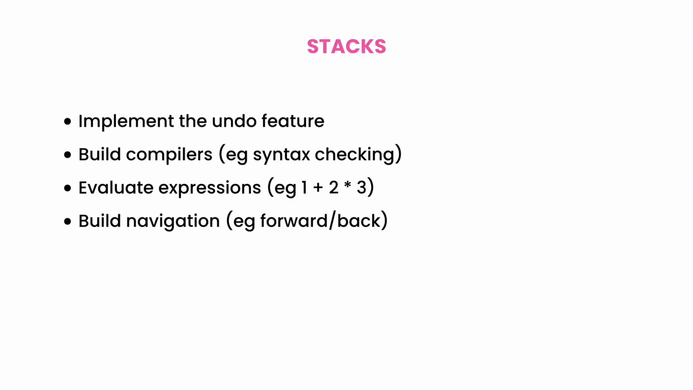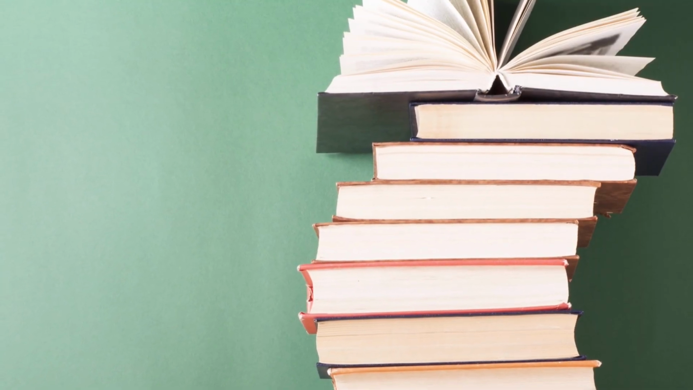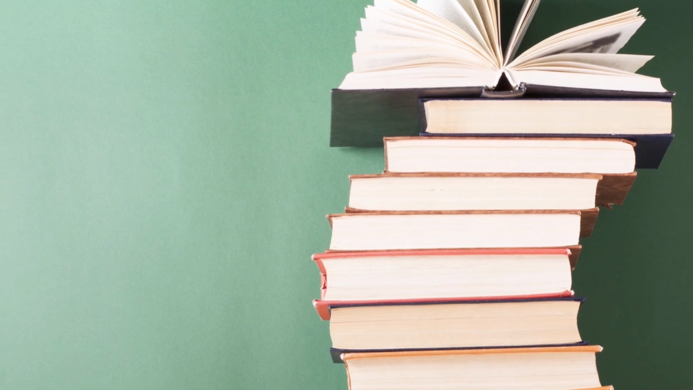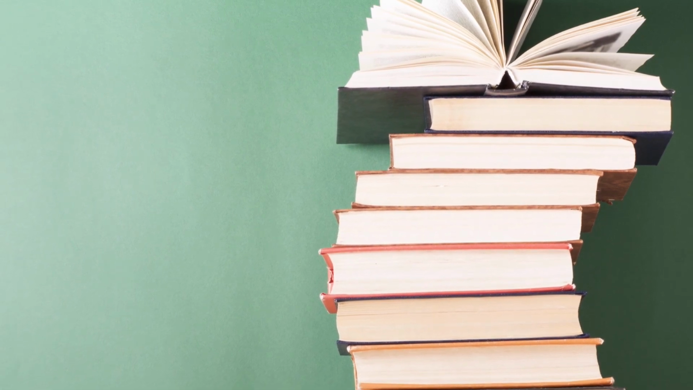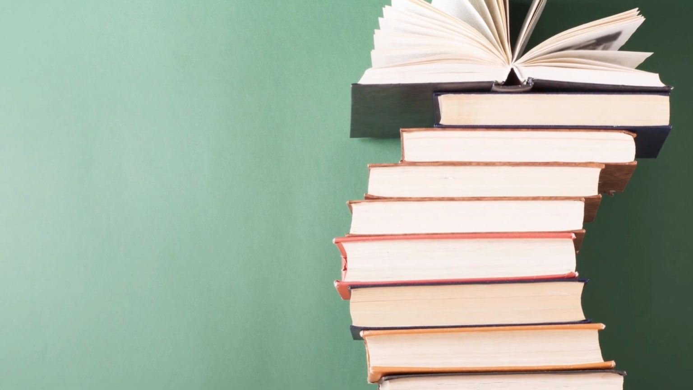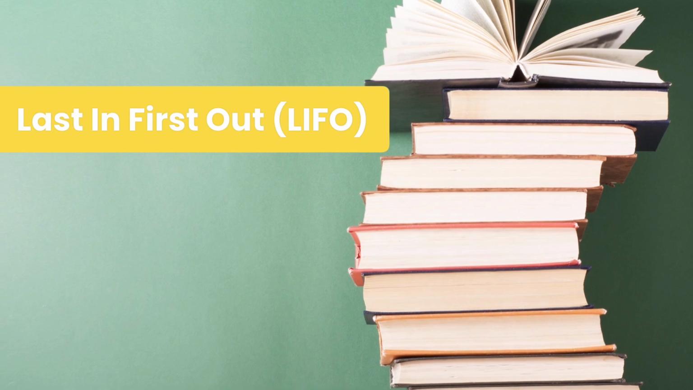Now let's look at the structure of stacks. The best way to understand stacks is to think of a stack of books. We can stack a bunch of books on top of each other, but we can only view or remove the top book. If you want to get to the bottom book, we have to remove all the books one by one. This is what we call the last in, first out, or LIFO principle.